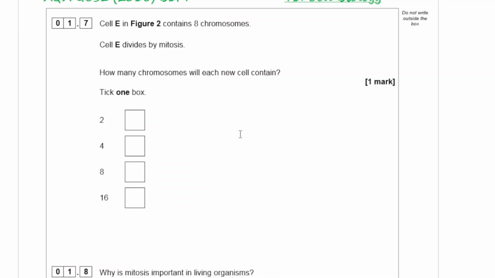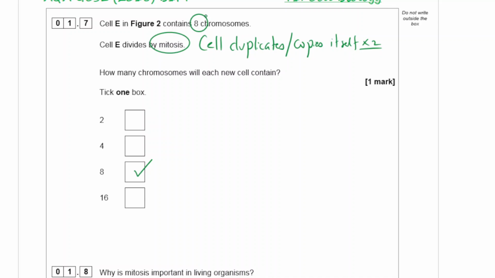Cell E in figure 2 contains 8 chromosomes. Cell E divides by mitosis. How many chromosomes will each new cell contain? That would still be 8, because remember, in mitosis the cell duplicates or copies itself into 2. So if it's a copy of the parent cell, it should still have the 8 chromosomes.